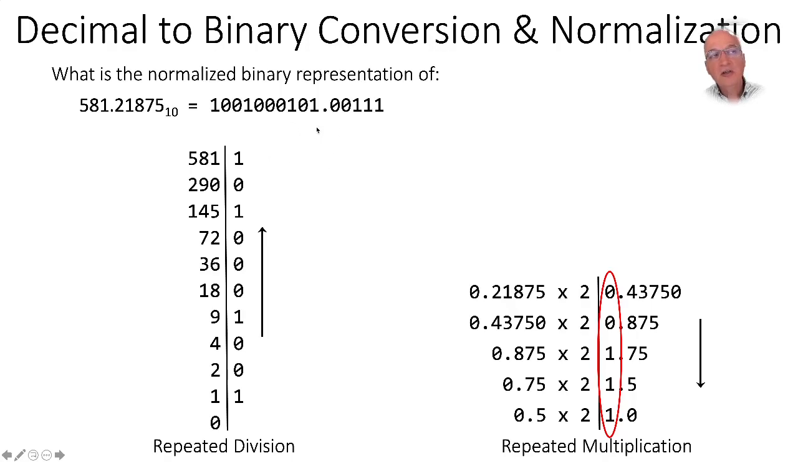Of course, it's not normalized. If I wanted to normalize, I have to move 3, 6, 9 positions. So if I move the binary period here, I will have to multiply by 2 to the 9.